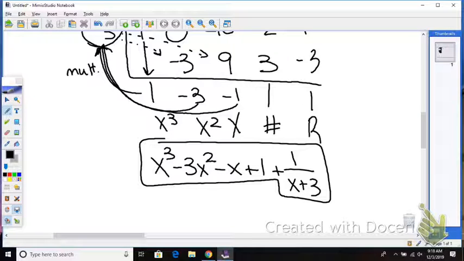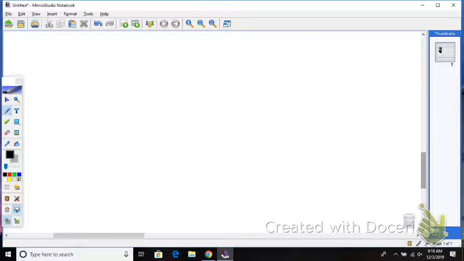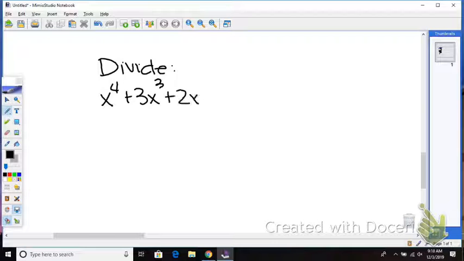You ready to try one all by yourself? And then that'll be it. Okay, so you guys work on this one. We're going to divide x to the fourth plus 3x cubed plus 2x plus 5 by x minus 2. Sorry, that's a 2.